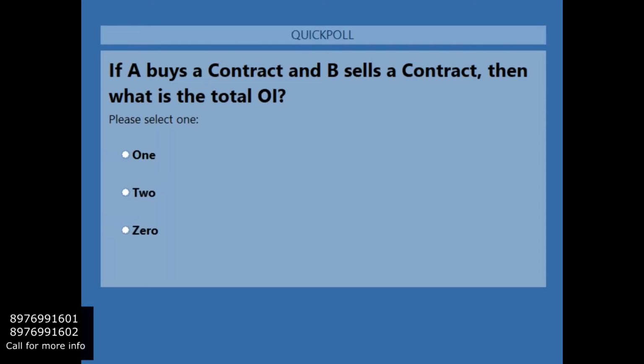Okay, so I've collected the responses from every one of you. The result that I have got over here: 61% have gone for 1, 32% have gone for 2, and only 7% have gone for 0. The correct answer over here is 1, and I'll explain why it is 1. So let's understand how open interest is exactly calculated.